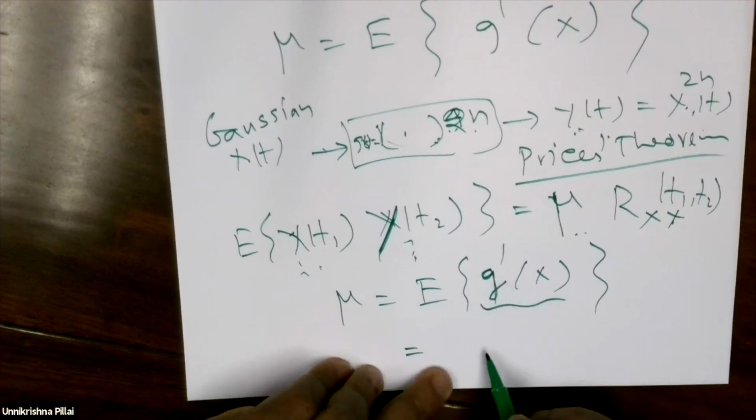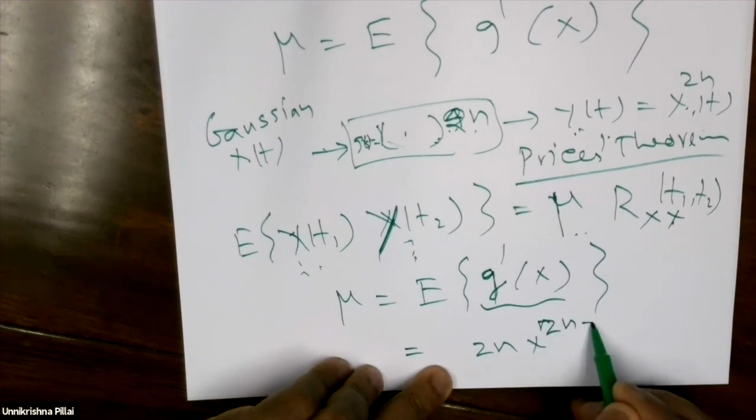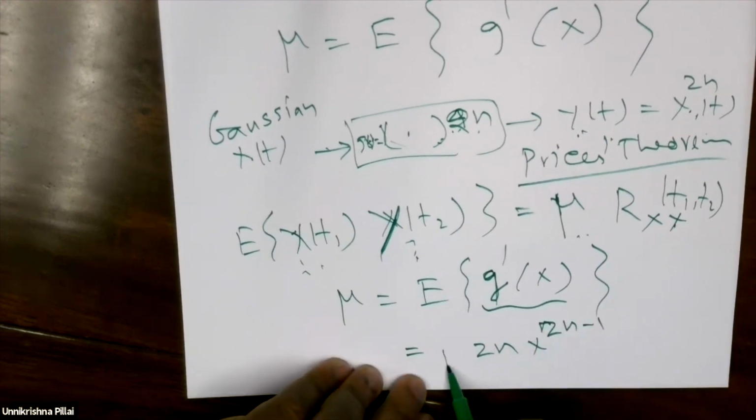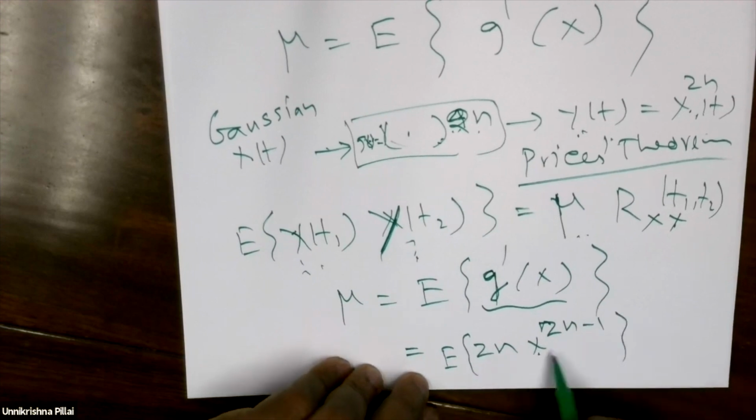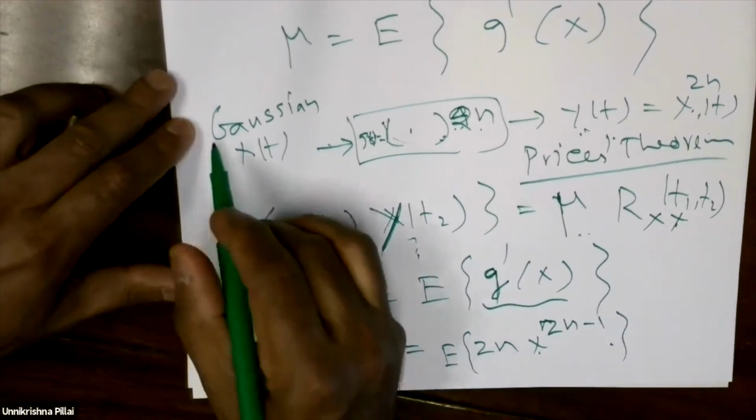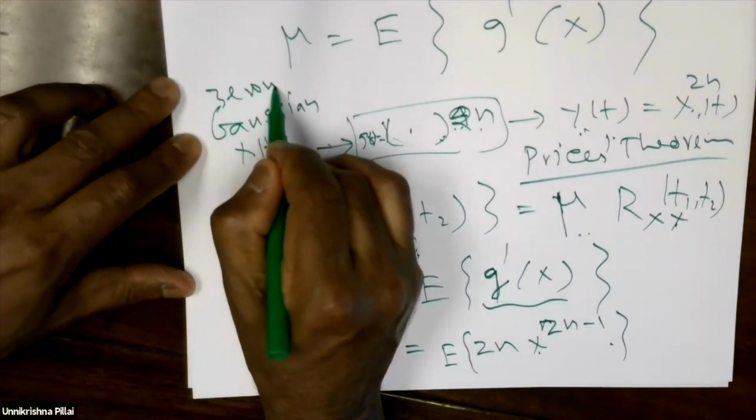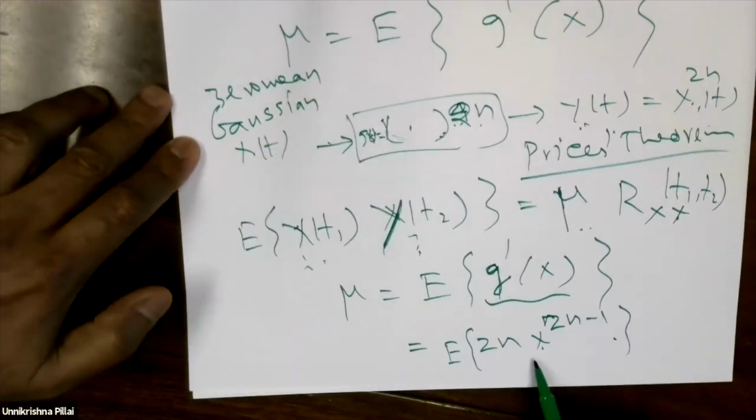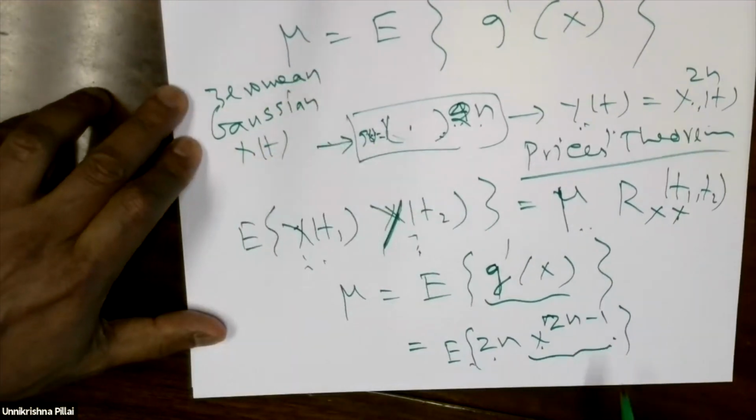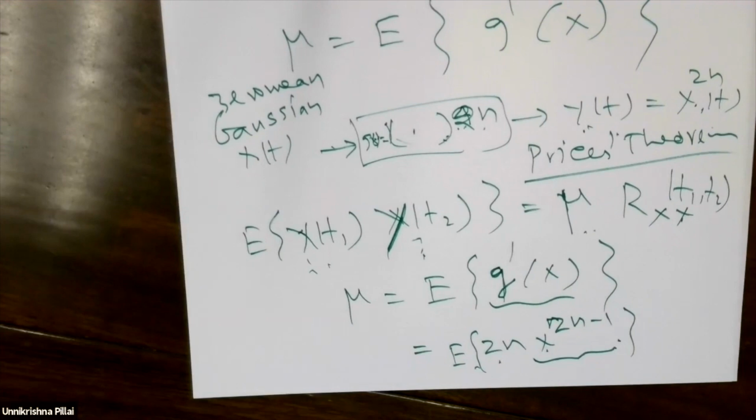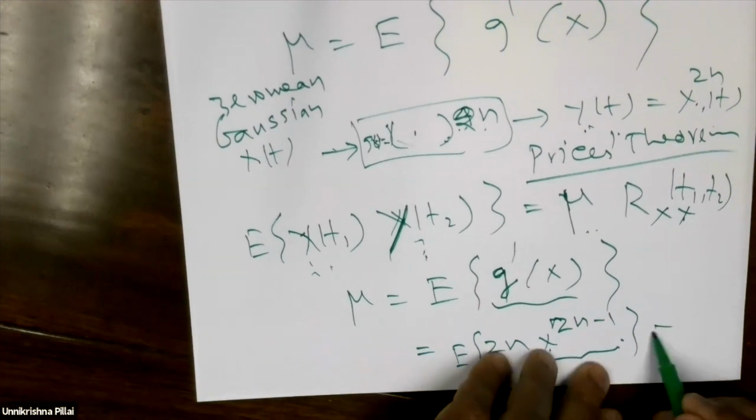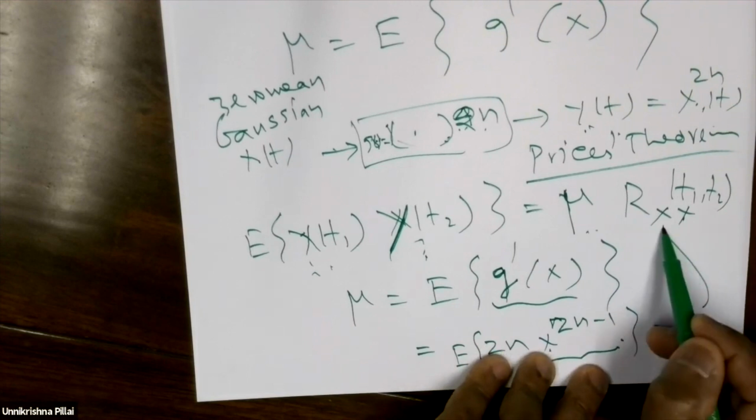2n x raised to the power 2n minus 1. Oh, the expected value is only on x to the power 2n minus 1. Remember, x is a zero mean Gaussian process. So what is the expected value of x to the power 2n minus 1? Do you remember? 0. Yeah, that is 0, right? Because it is a zero mean process. So you plug it in here.